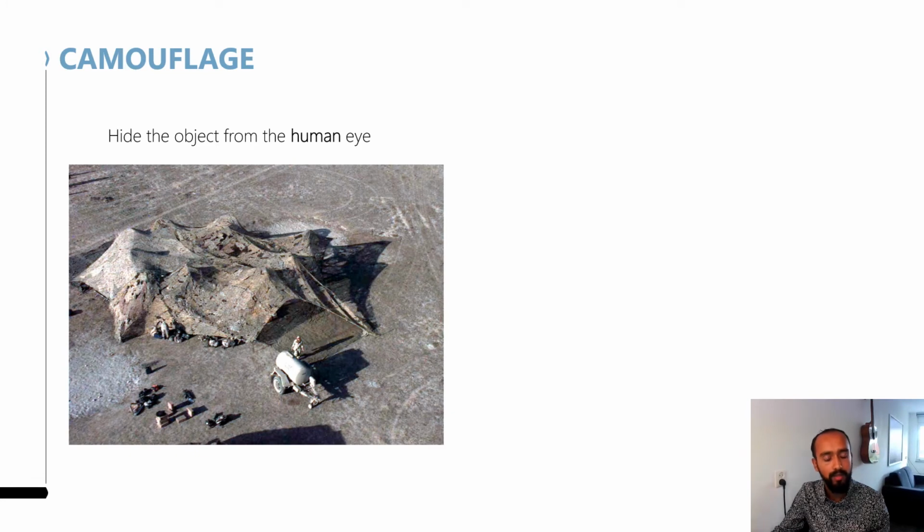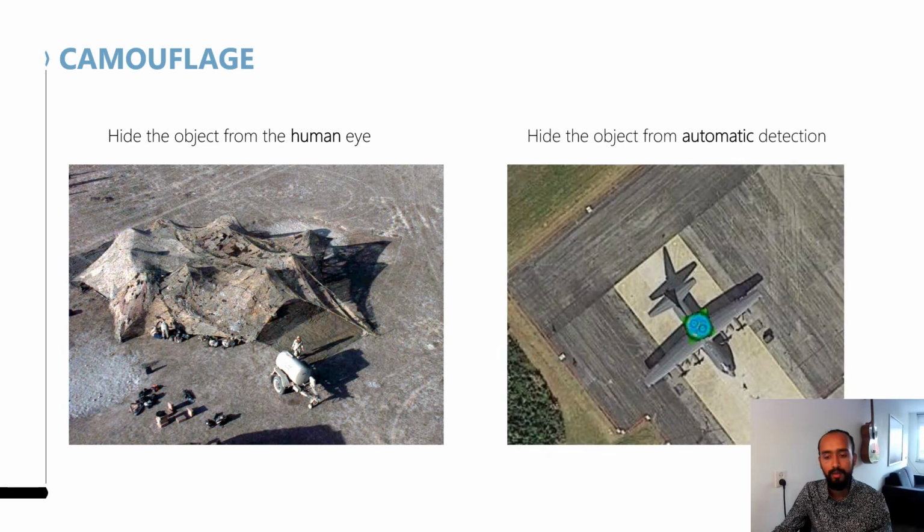The traditional form of camouflage in the aerial use case is to hide the object from the human eye. An example is shown on the left. However, if an automatic analysis is used for pre-selection, another form of camouflage can be to hide the object from the automatic detector. So an example of a drone image is shown on the right. Here you can see an image of an aeroplane, and on top of the aeroplane you see a relatively small patch that is carefully designed to avoid the detection of this aeroplane from the automatic detector. So this kind of camouflage is the focus of our work.